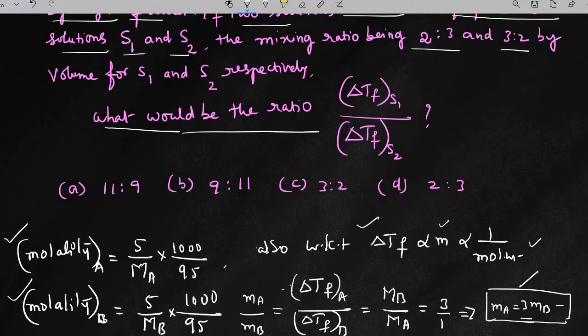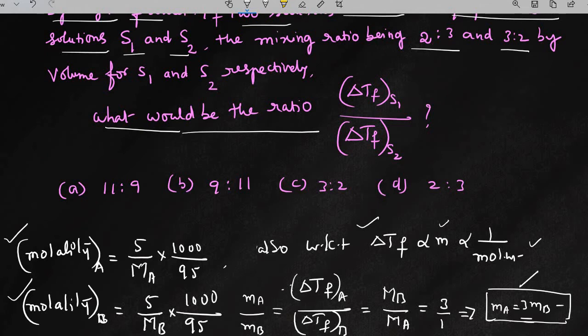So if you want to find the ratio between the molality of A and B, then you have to write delta TF of A by delta TF of B. That will become equal to MB by MA. Why? Because molecular weight is inversely proportional to colligative property. They have given MA by MB in the question as 1 by 3. Now here we have MB by MA, that will become 3 by 1. So 3 is to 1.